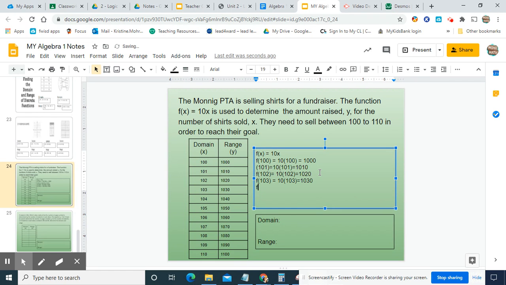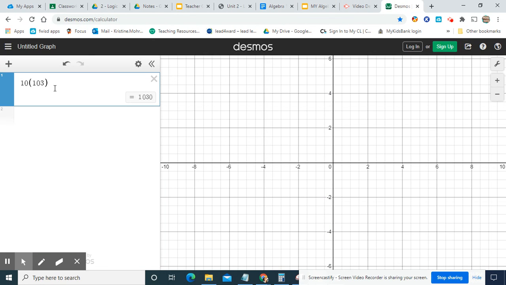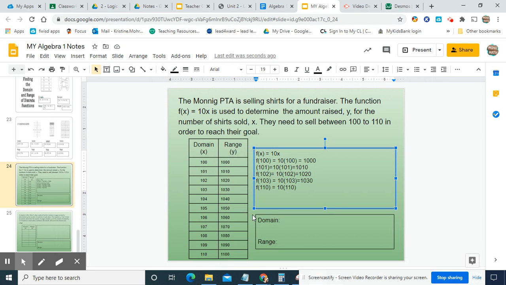So if we did f of 110, parentheses 110, that would equal 10 times 110. So we erase 3, put 10. That was wrong. 1,100. Okay. So now we just need to go and do the domain and range.